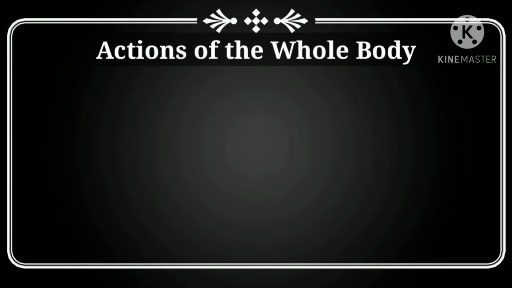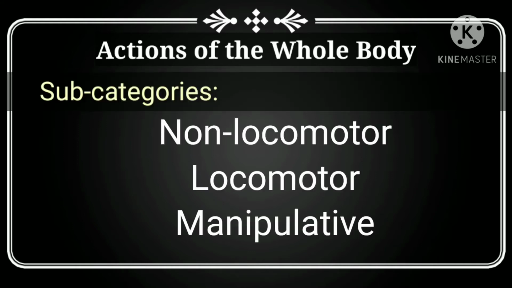The final category for the body concept is the actions of the whole body, which are movements or activities performed by the entire person. Actions of the whole body is a very complex category, having three subcategories: non-locomotor, locomotor, and manipulative skills. The non-locomotor skills are executed in a fixed base of support and include 15 movement elements. The first elements are stretch, curl, and twist. These are the primary body movements from which all the other movements can be made.